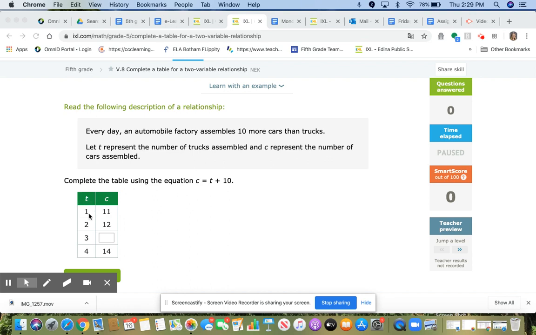So if they made one truck, you're going to add 10 to get the number of cars. 1 plus 10. 2 plus 10 is 12. 3 plus 10, 13. 4 plus 10, 14.